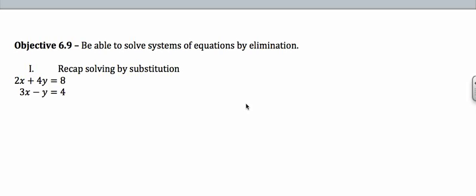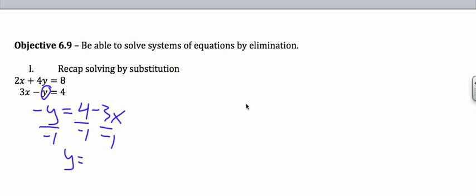Solve this first system by substitution, pause, and come back. Alright, I'm solving for this y. You may have done it differently. If you did, good for you. Okay, we should get the same answers anyway. Subtract 3x from both sides, and you get negative y equals 4 minus 3x. Then divide everything by negative 1, and you get y equals negative 4 plus 3x. Okay? Plug that back into the other equation.